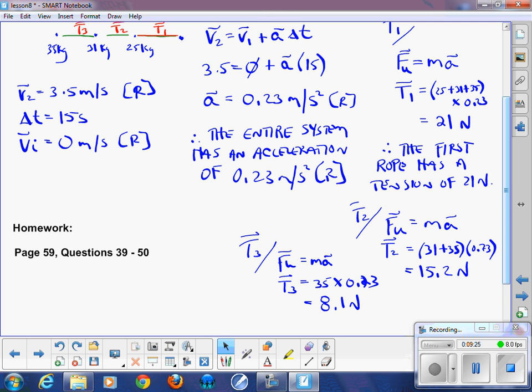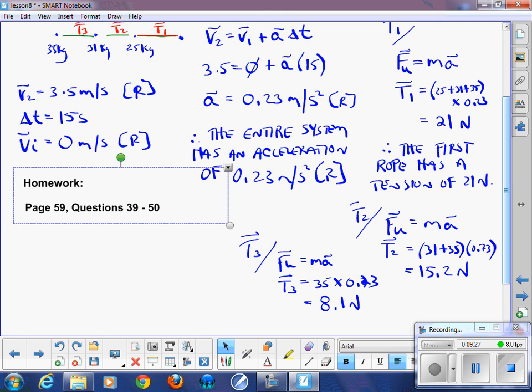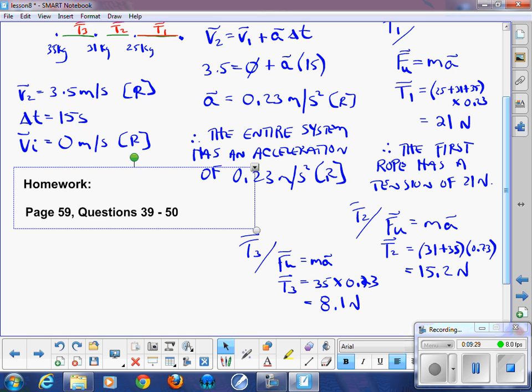All right, so there is the assigned homework for this next section. It's important to go through and take a look at those 11 questions because each one's a little bit different, and it's combining our Fu equals ma with our kinematics. So it's very important that we have a clear understanding of that. So good luck. If you have questions in class, make sure you ask and we'll get them clarified.